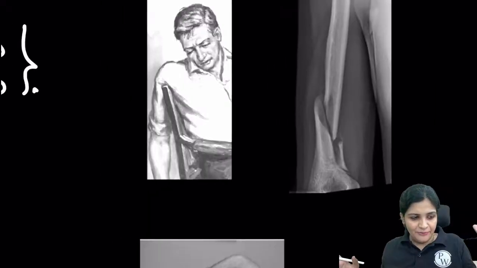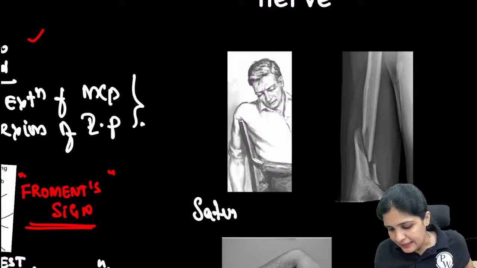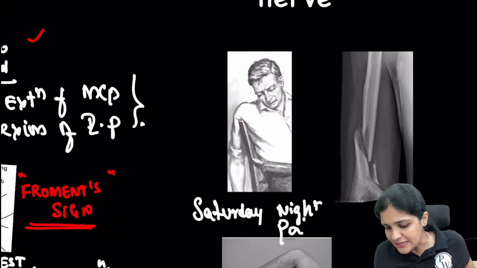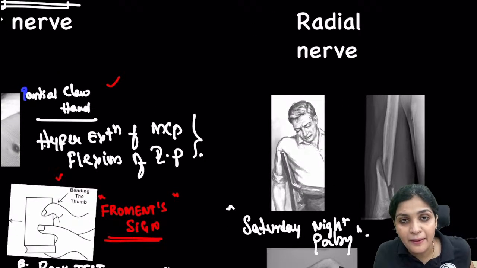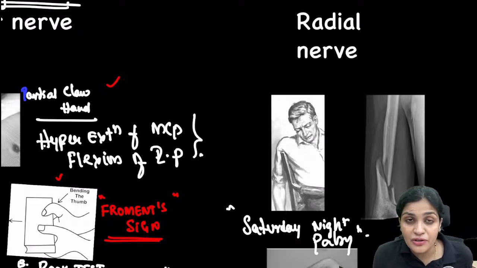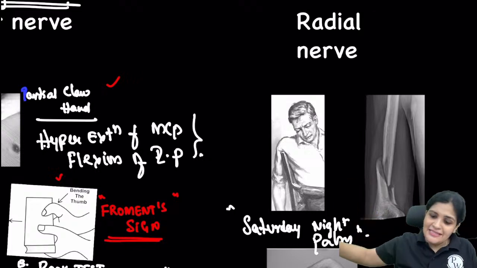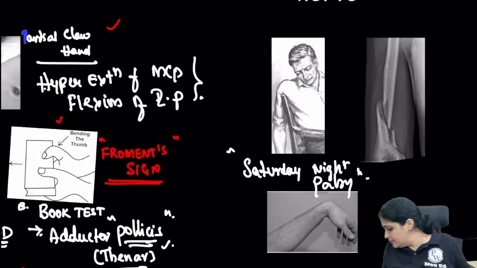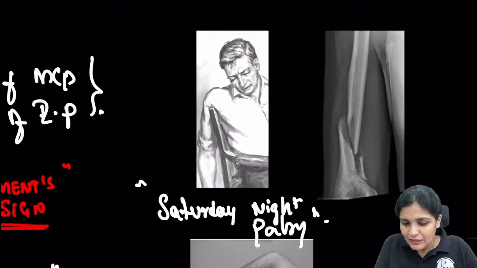Then this is your favorite. What is this? This is your Saturday night palsy. Very good. What happens on Saturday night? We go for binge drinking. So during that drink, what happens to the patient? He puts pressure, compression over the radial nerve. What is this compression called? Neuropraxia.